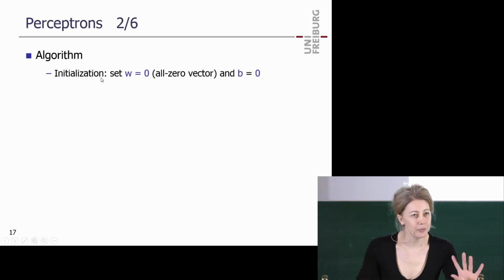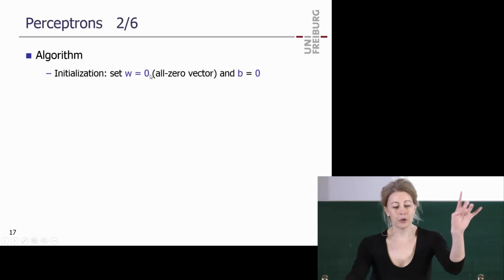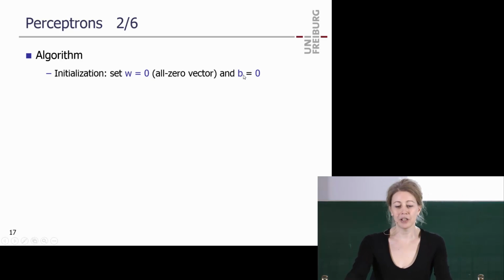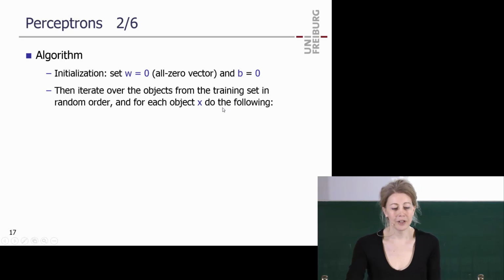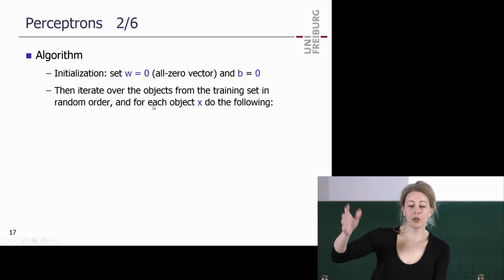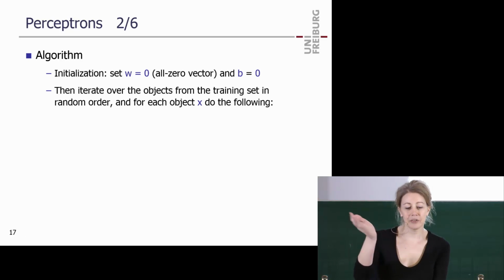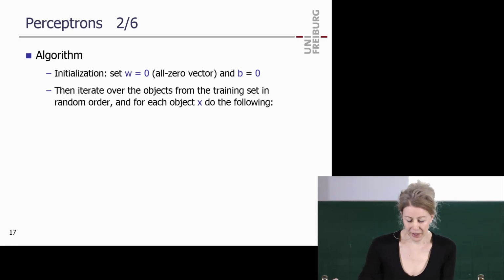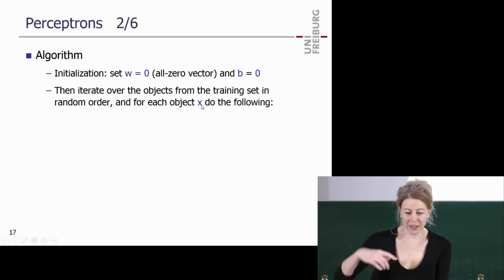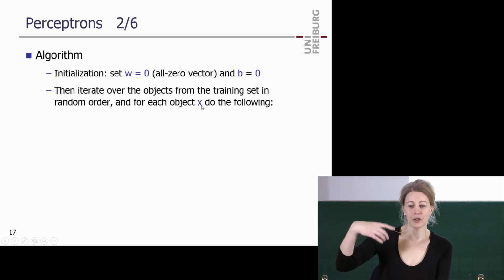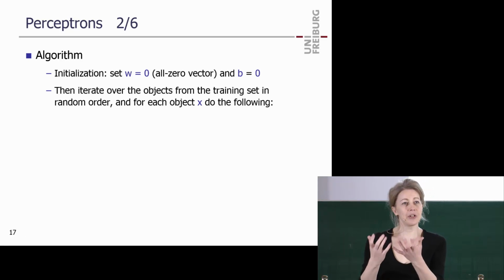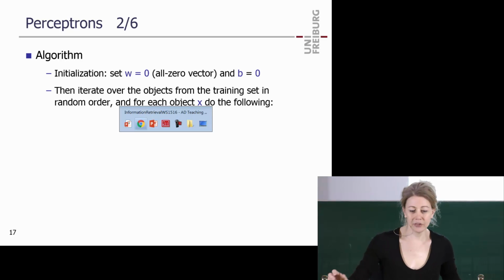So this is the algorithm. This is what you implement. It's even less code than naive Bayes. You start with the all 0 normal vector, which doesn't make any sense at all, and b equals 0. You can start with anything, but start like this. So now you go over the objects from the training set in random order. Random order is not necessary if it's separable, but it has some nice properties. And now each training object, one after the other, right? You are now in training. Understand what this means.